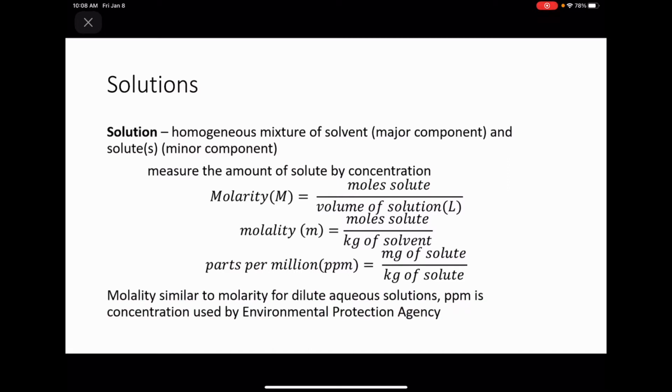So molality is actually pretty similar to molarity for dilute aqueous solutions. Parts per million or parts per billion, ppm or ppb, is a concentration that's often used in regulatory environments such as the Environmental Protection Agency. So we're talking about the concentration of a contaminant in a water supply. It's oftentimes published in terms of ppm or ppb.